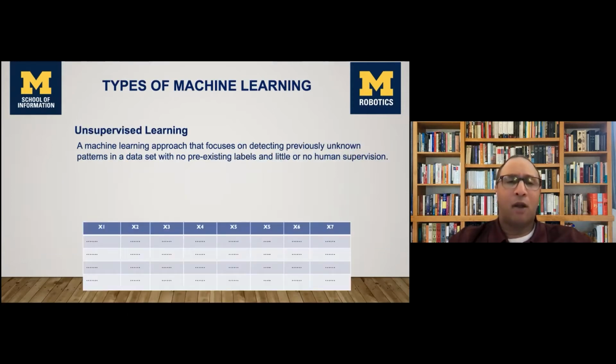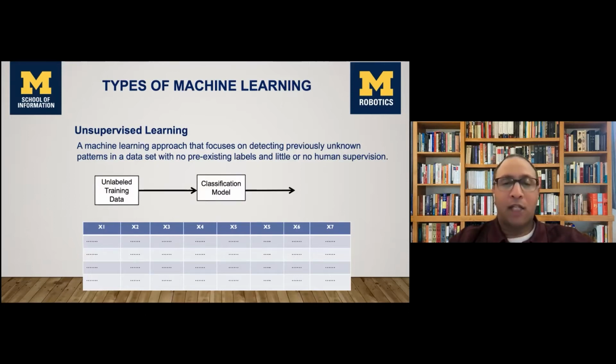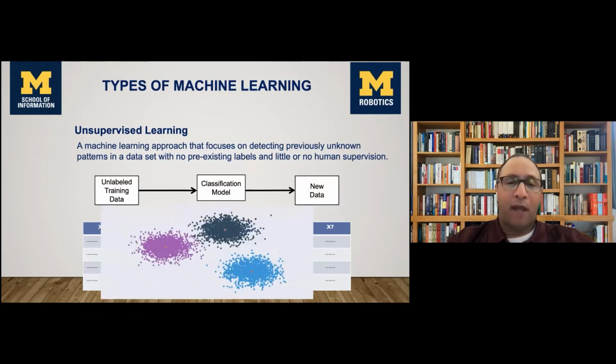Then we have unsupervised learning. This is an approach where we have data that's not labeled, and we are hoping the machine learning algorithm is going to find something that we don't know is there, right? So in this case, we have data, we don't know what the data is. It's not labeled. We say, come up with some classification model. You figure it out, right? And then it comes up with a model, and then we try the model on new data to see if it's still accurate.